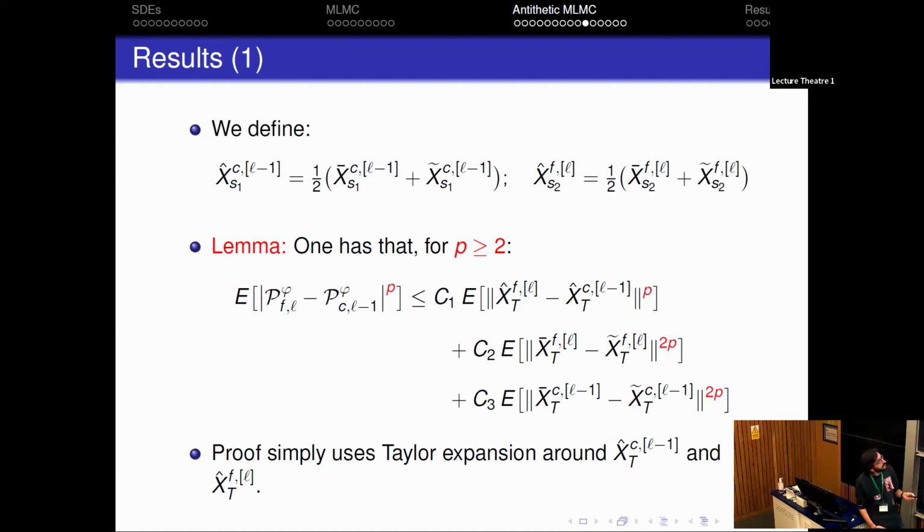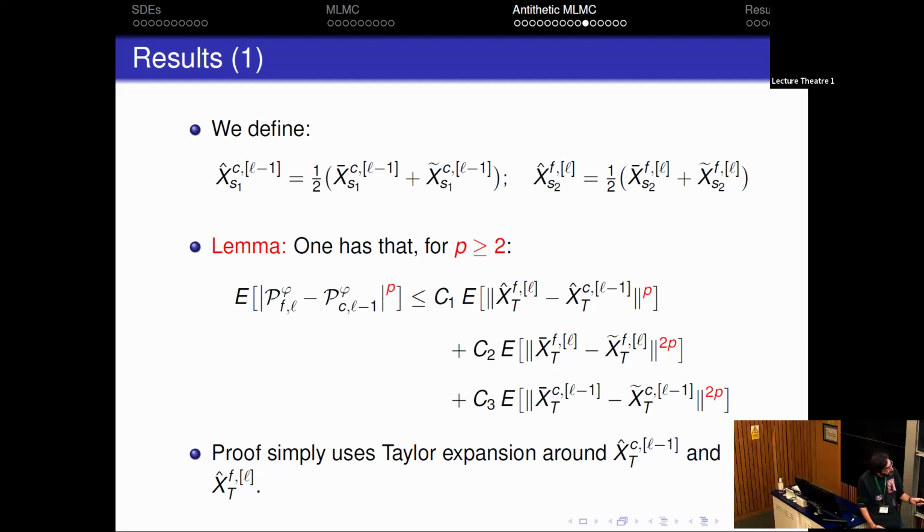Okay, so we have introduced the average between the regular process and its antithetic version, both for the fine level and for the coarse level. And we start looking at this term. There is some standard analysis that just uses a Taylor expansion, so it boils down to 3 terms.